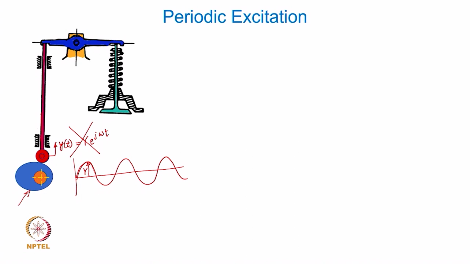But in some situations you do get the excitation function which is not harmonic at all, right. For example, this cam, although is shown here like this, is not going to be strictly having a harmonic profile as we discussed it.